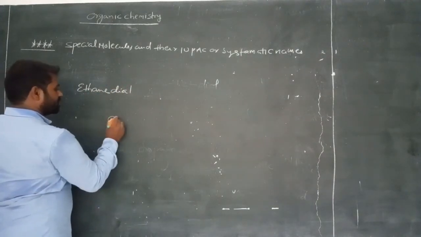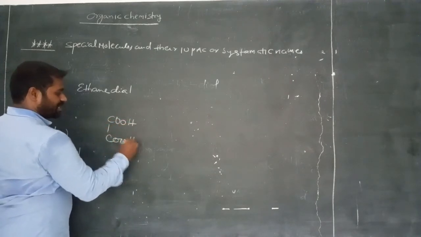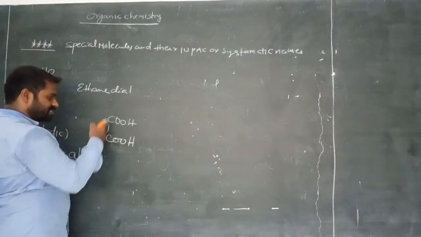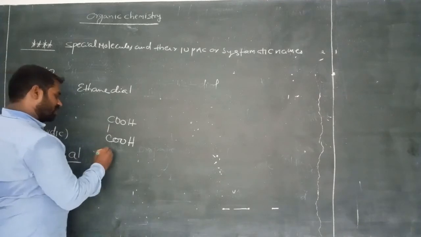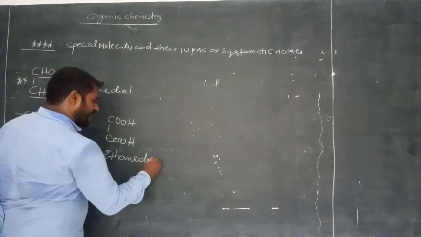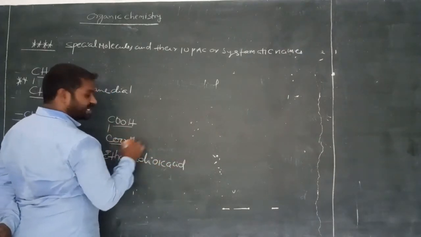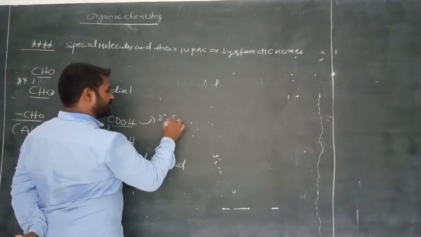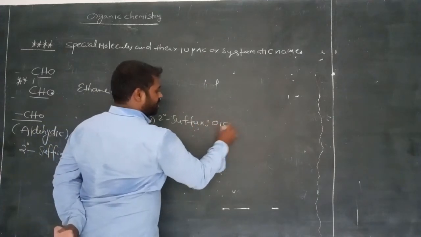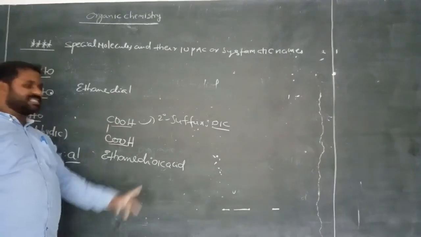And now what about this one? COOH, COOH. Am I right? Carboxylic acid, am I right? COOH group means carboxylic acid or not? How many carbons do we have here? 2 carbons. So ethane, dioic acid, am I right? For COOH carboxylic acid, the secondary suffix is oic acid. So ethanedioic acid here.